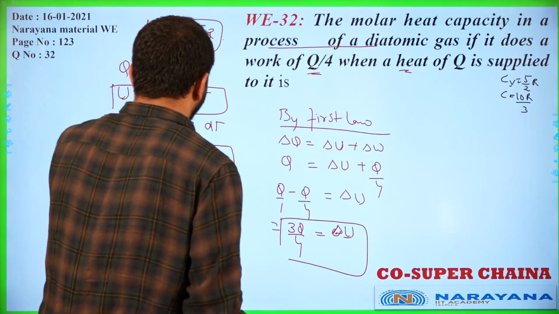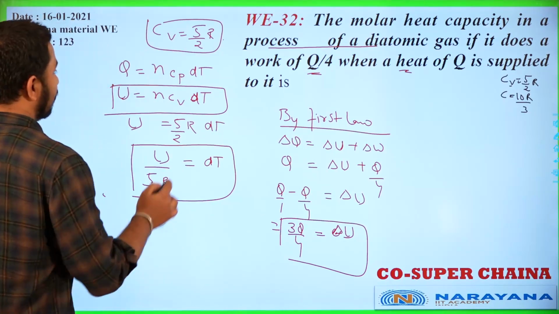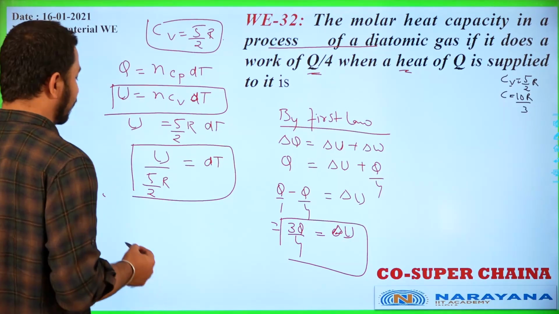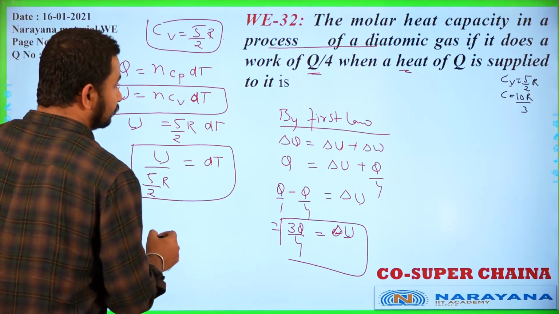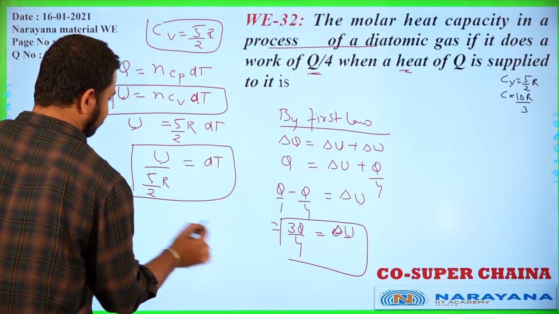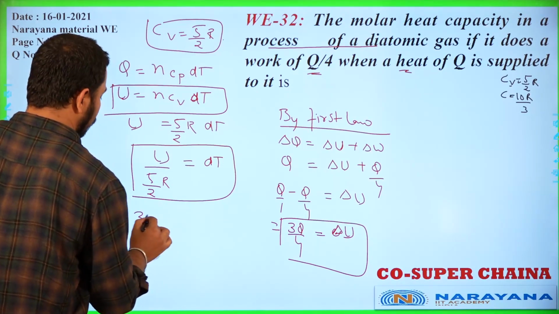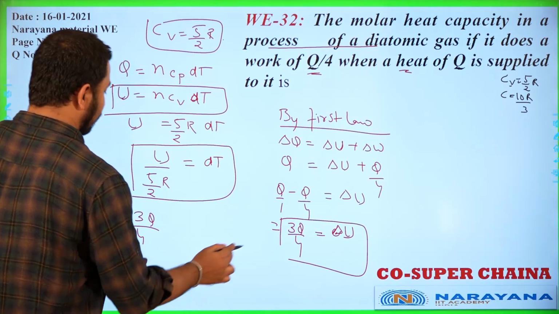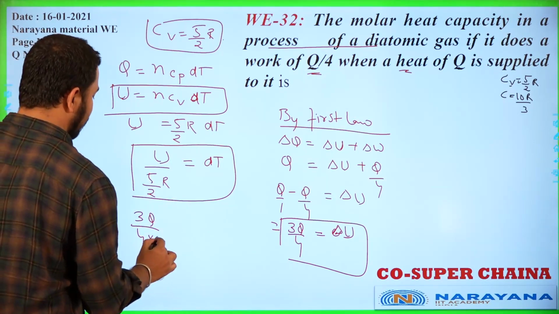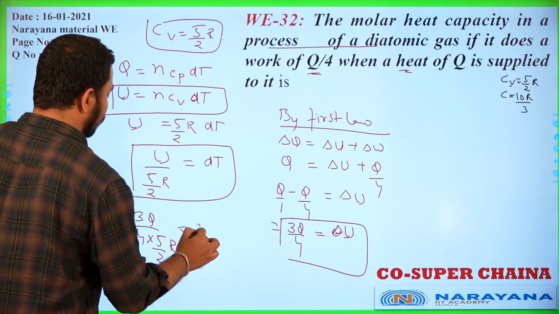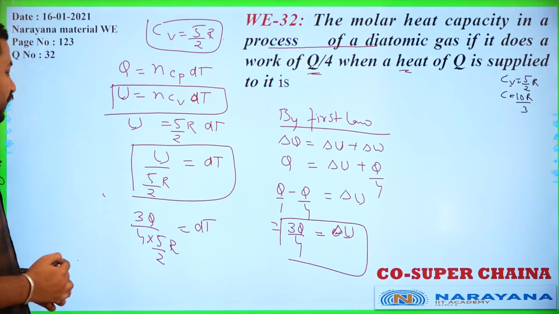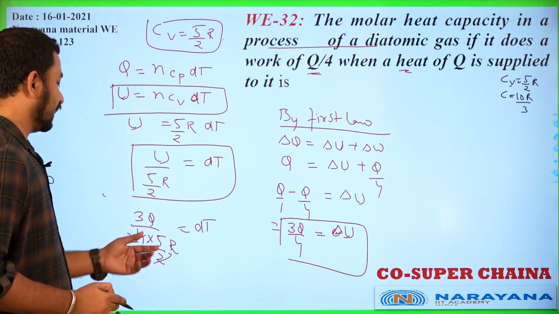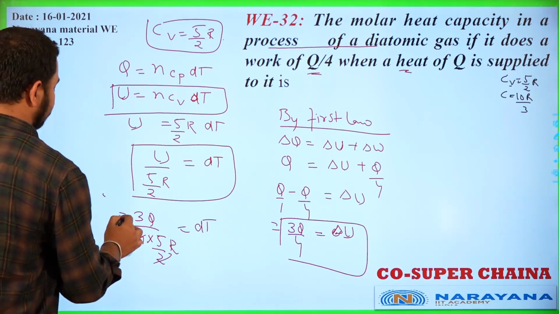So if we find this delta u value and substitute it in this equation, what can we get? This u value will come as 3q by 4, and this value will be written as 5 by 2r. This will be your dt. If you simplify it a little, we get this as 3q by 10r. This will be our dt.